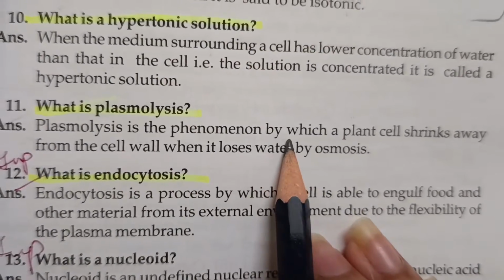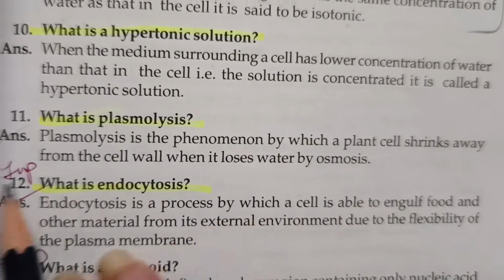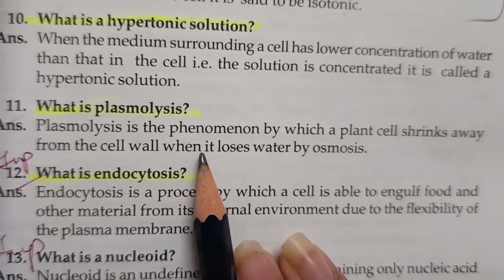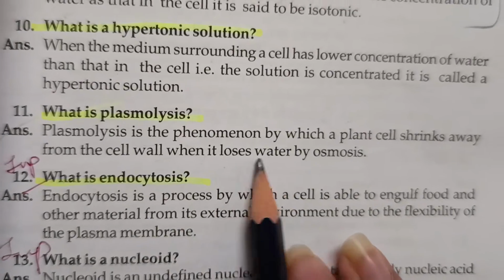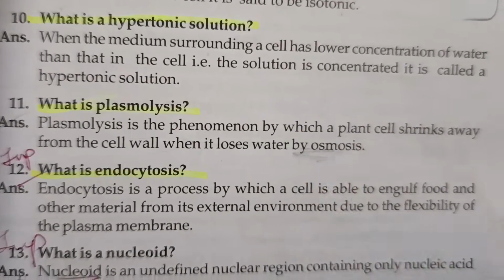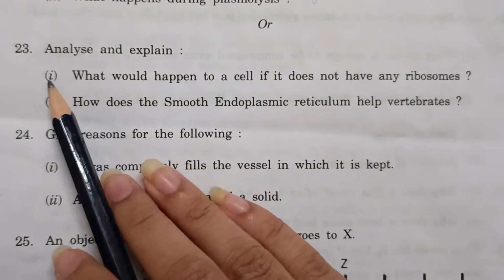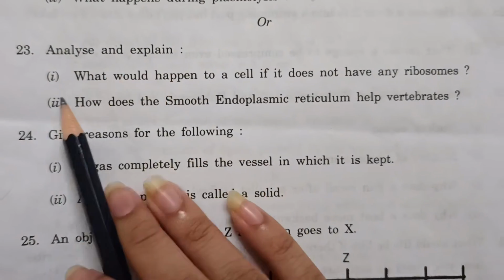Plasmolysis is the phenomenon by which a plant cell shrinks away from the cell wall when it loses water by osmosis. Now, question number 23, analyze and explain.